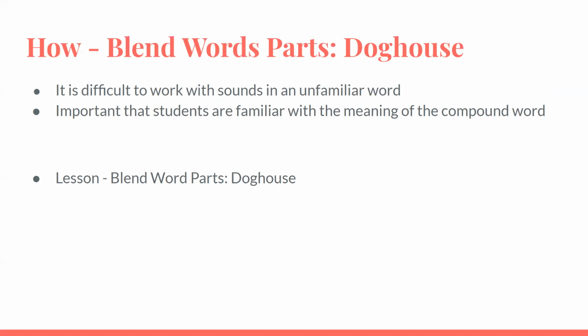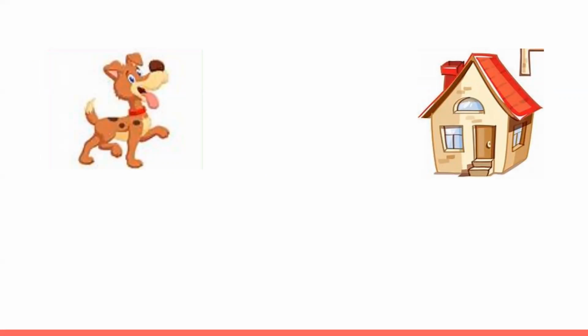How? There are many activities you can do with phonological awareness, but it's difficult to work with sounds in an unfamiliar word, so it's important that students are familiar with the meaning of the compound word. So a lesson that can be done is blending word parts, so we're going to do doghouse. First, on a dry erase board or a chalkboard tray, display the picture cards of the dog and the house, and then point to the picture card of the dog and say, this is a dog, and then point to the picture card of the house and say, this is a house.